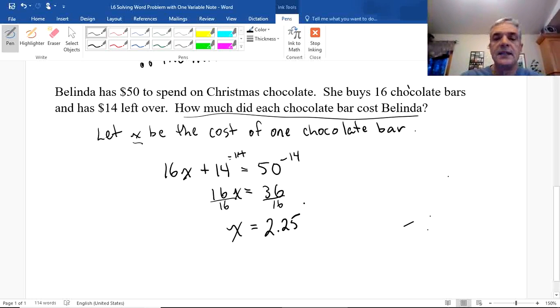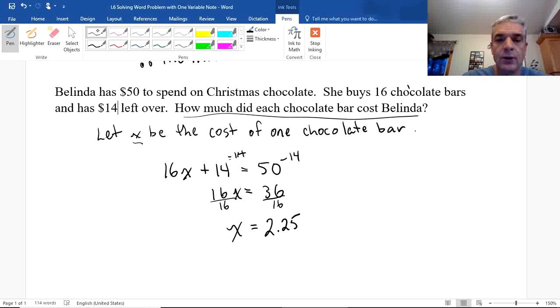$2.25. Does that seem like a reasonable cost for a chocolate bar? Well, in today's world, yeah, sadly, it does cost that much for a chocolate bar. So I'd say you're probably on track. Most chocolate bars are cheaper, but this was a Christmas chocolate bar, a little nicer one. So maybe $2.25 seems like a reasonable amount. And it's good to give yourself that thought process. Ask, does my answer seem reasonable?